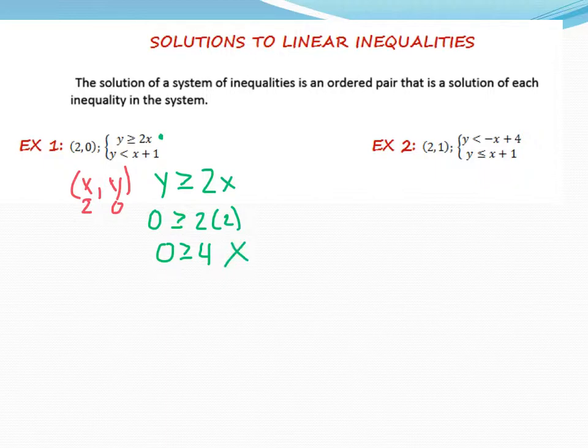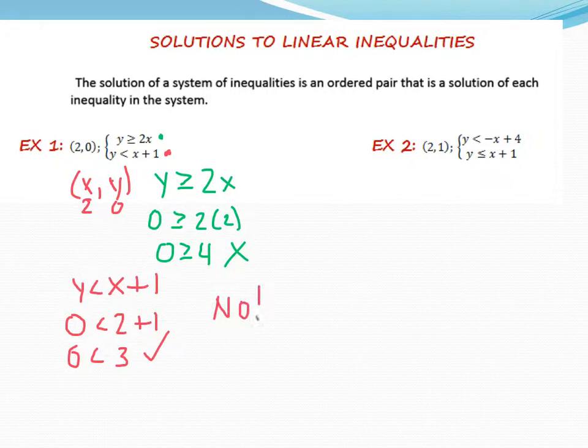Let's take a look at the second one. I'll do this one in red. I have y is less than x plus 1. Plugging in my values, y is 0 and x is 2, so 0 is less than 2 plus 1, which is 3. Does that work out? Well, this one does. Notice how my point satisfies the second inequality, but it doesn't satisfy the first inequality. So is this a solution? This would not be a solution, because it does not satisfy both inequalities.